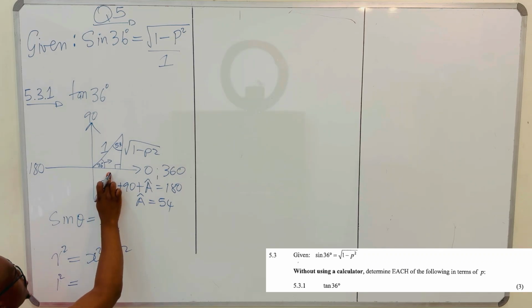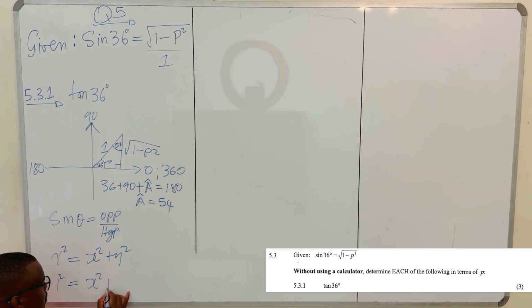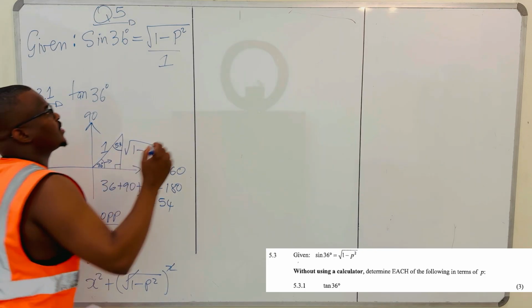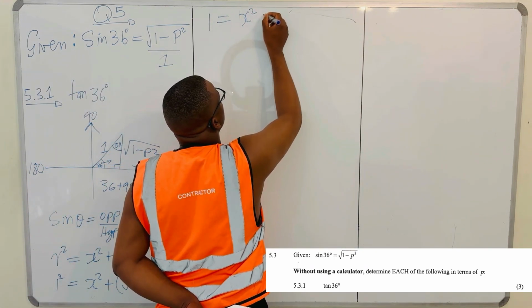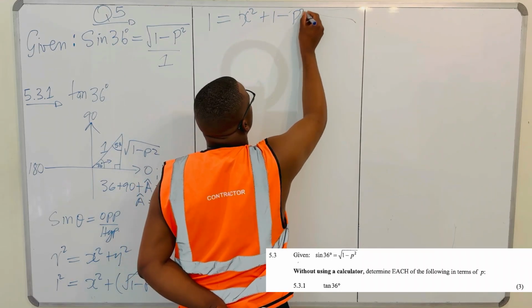What is your x squared? Is what you're looking for. x squared plus your y squared, which is that, square root of 1 minus p squared, all squared. This square is that one. This is your y value. So this and that go away. So what are you left with? You're left with 1 is equal to x squared plus 1 minus p squared.